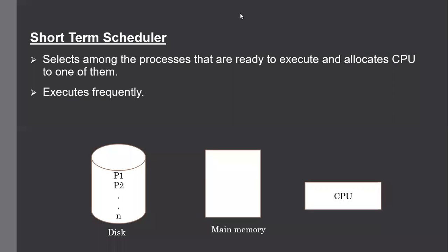Now the next type of scheduler is your short term scheduler. As we discussed, the programs are loaded into main memory, and this is the job of the long term scheduler. Now from these processes, which process will get the CPU? Basically, that is the job of your short-term scheduler. The short-term scheduler selects among the processes that are ready to execute and allocates CPU to one of them. So right now, it is the job of the short-term scheduler to decide which process among these three will be allocated CPU.